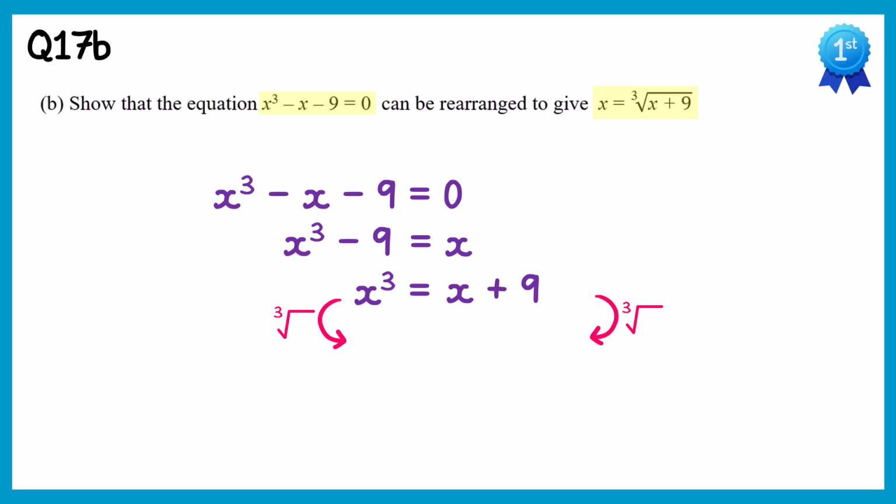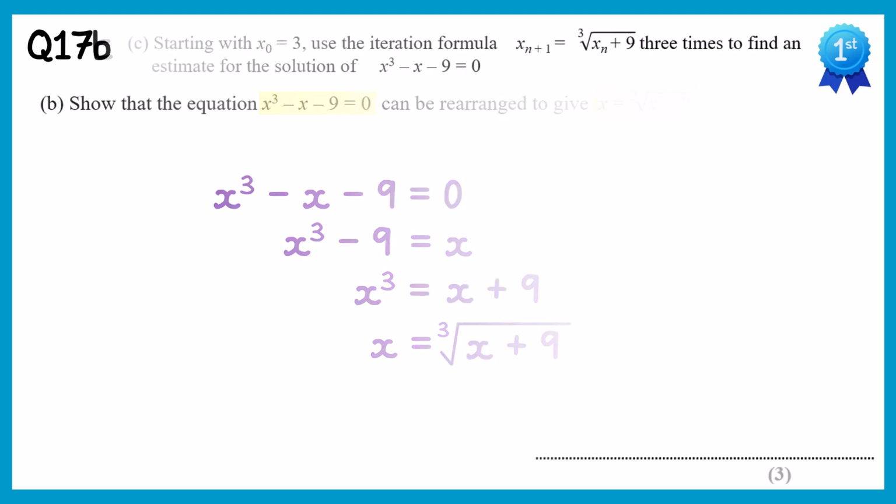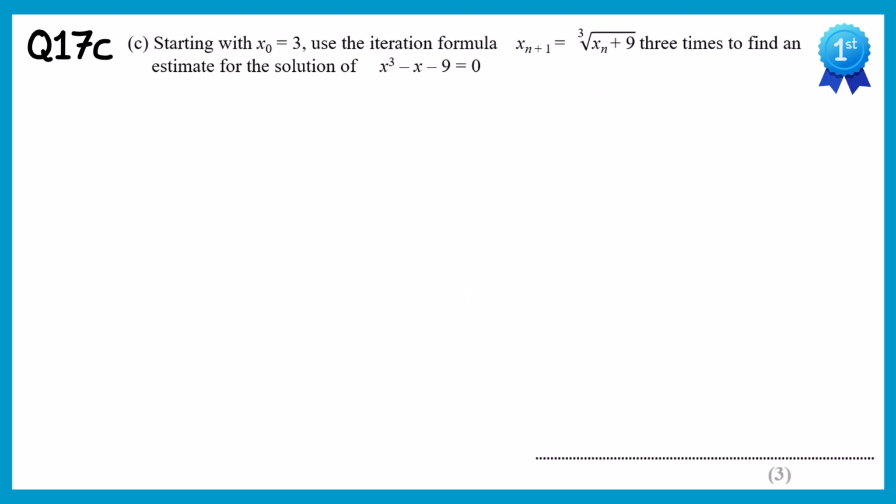The final step is to cube root both sides. If you cube root x cubed, you get x. And to cube root the right-hand side, we just write the cube root of the right-hand side. This is the equation we were aiming to get to, so we finish the question. In the final part of this question, we're going to start with x0 equals 3 and use this iteration formula 3 times to find an estimate to the solution of the equation.